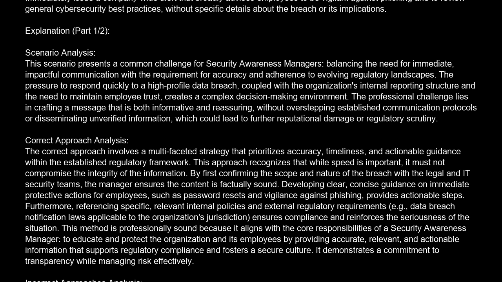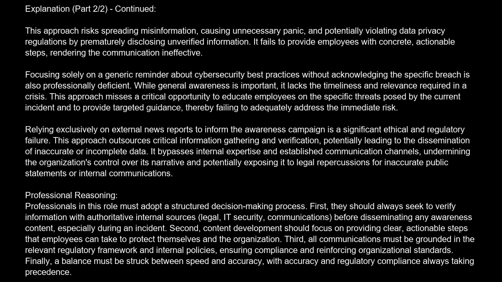Incorrect approaches analysis. Disseminating an immediate, broad-stroke alert without confirmed details or specific guidance is professionally unacceptable. This approach risks spreading misinformation, causing unnecessary panic, and potentially violating data privacy regulations by prematurely disclosing unverified information. It fails to provide employees with concrete, actionable steps, rendering the communication ineffective.